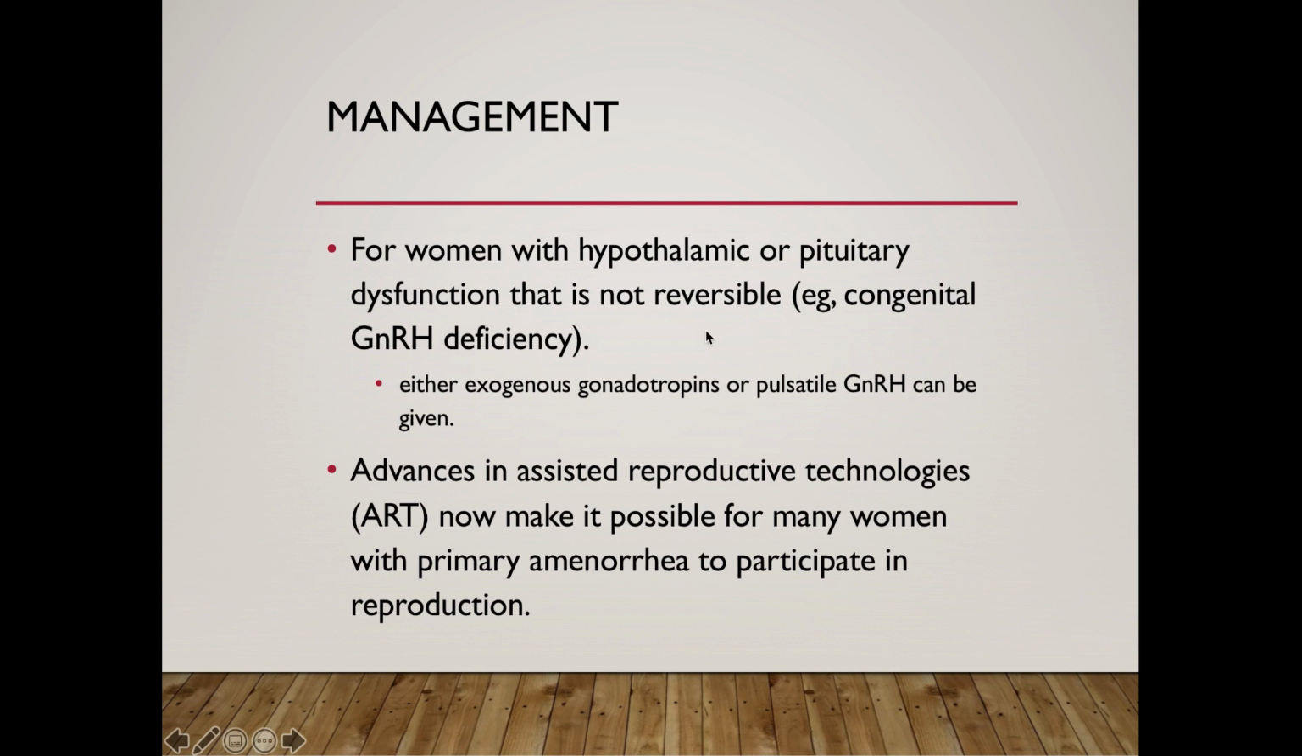For women with hypothalamic or pituitary dysfunction that is not reversible, such as those with congenital GnRH deficiency, we can give exogenous gonadotropins or pulsatile GnRH. Advances in ART now make it possible for many women with primary amenorrhea to participate in reproduction.